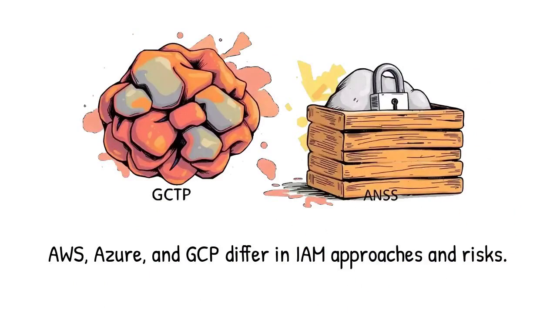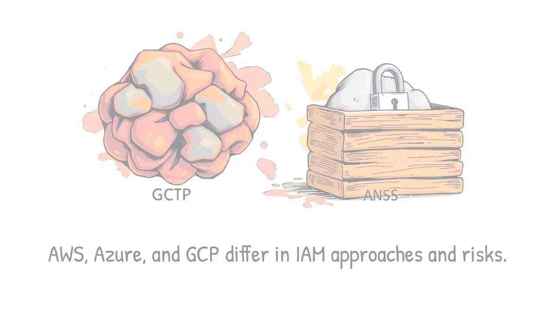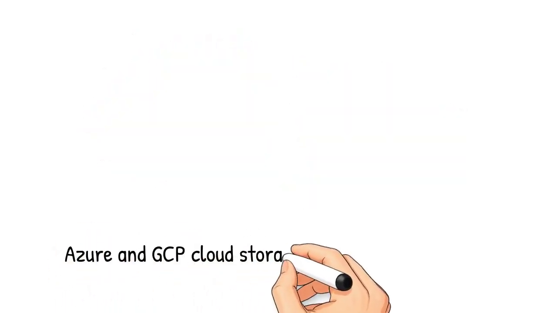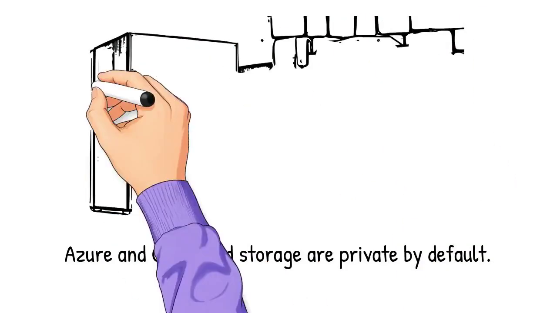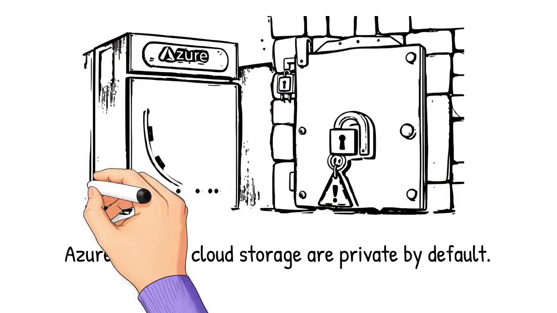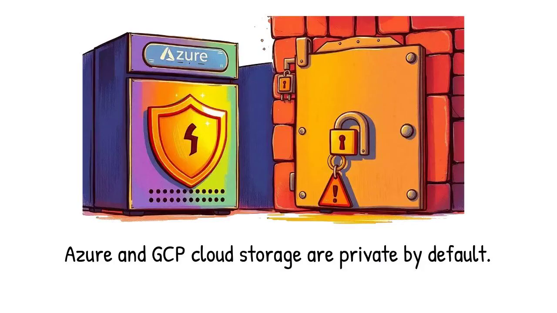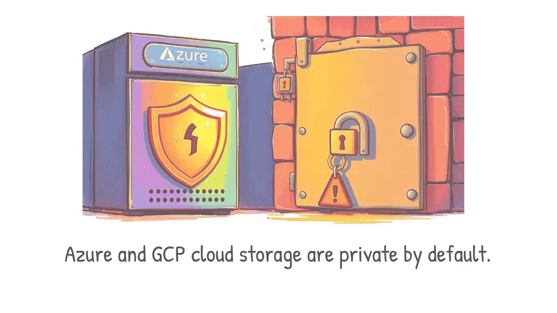2. Storage security. AWS S3: public by default in the early years. Now private by default, but legacy buckets still cause breaches. Azure Blob Storage: private by default. Access keys often mismanaged. GCP Cloud Storage: private by default. IAM-based access reduces accidental exposure.